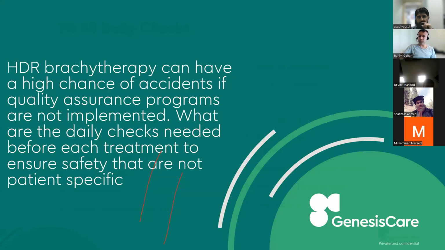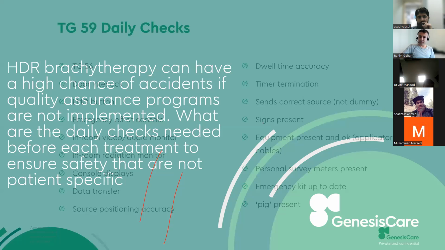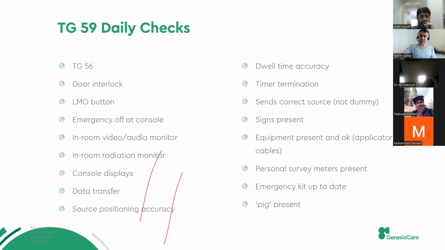So the best document is TG-56, where we are checking definitely the door interlock, the last man out, emergency cutoff, must have scissors and the forceps in there, and the audio-video, all the stuff you can't ignore. Although this is redundant, you have to do this, and every time you have to check your dwell positions. And whatnot.